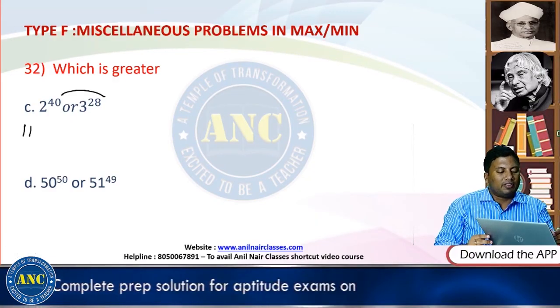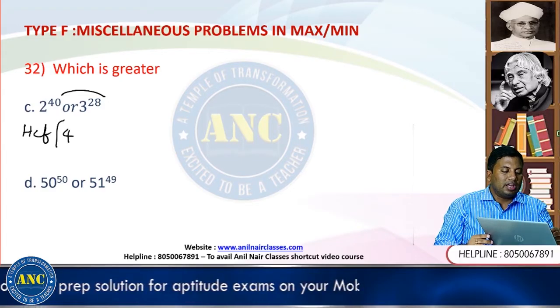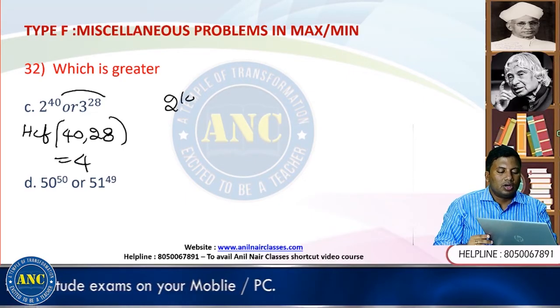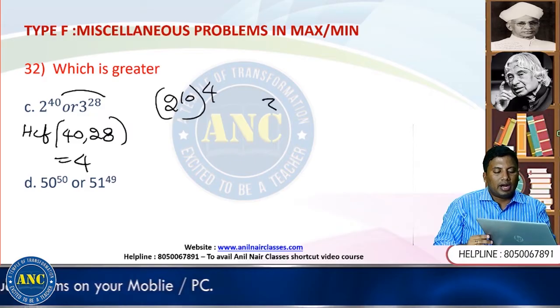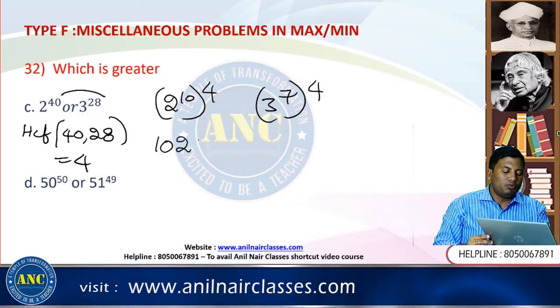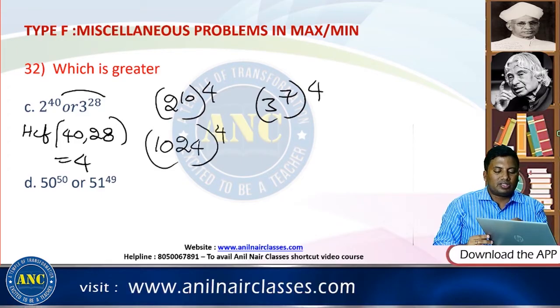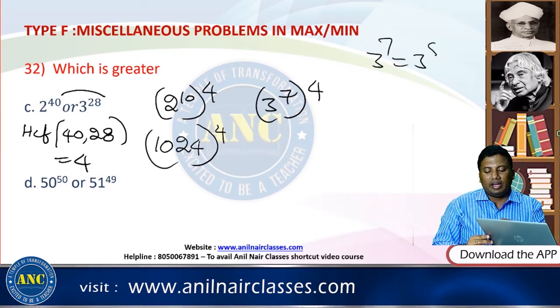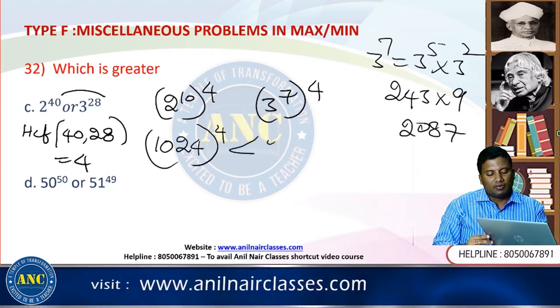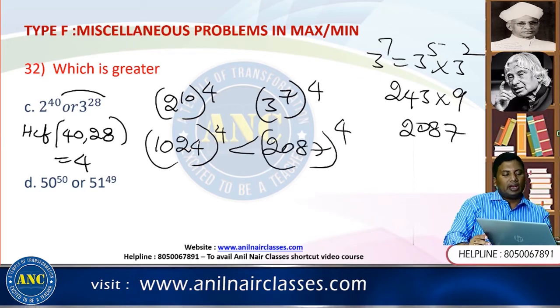Take the HCF of 40 and 28, which is 4. So 2 power 40 is 2 power 10 power 4, and 3 power 28 is 3 power 7 power 4. This is 1024 power 4. 3 power 7 is 3 power 5 into 3 square, which is 243 into 9, which is 2187, which is nothing but 2187 power 4. I hope the idea is clear.